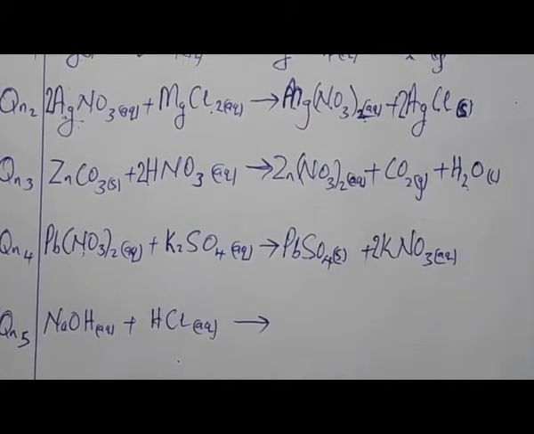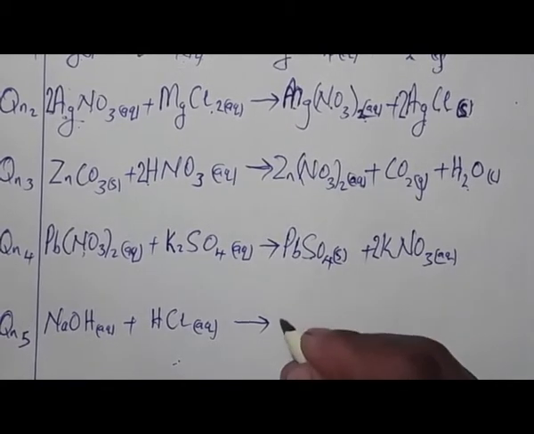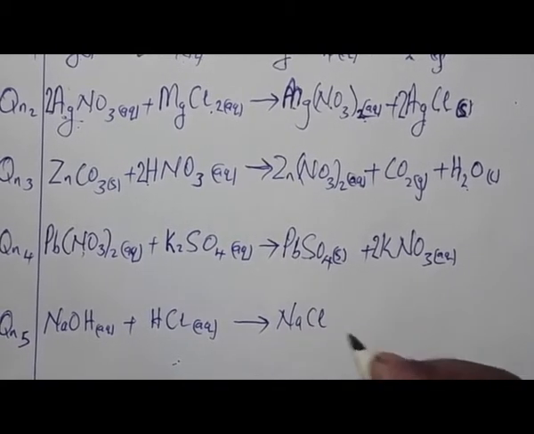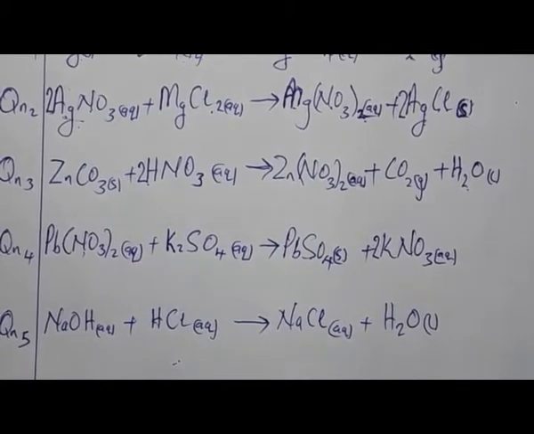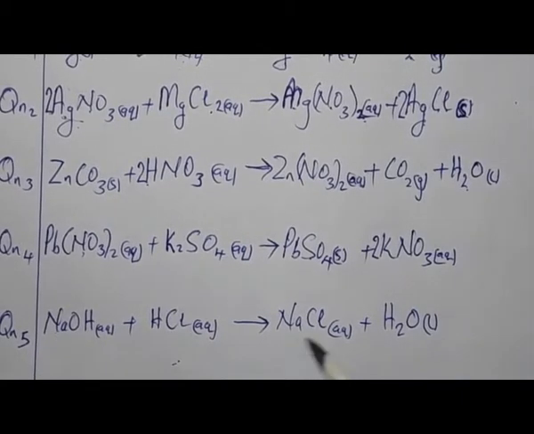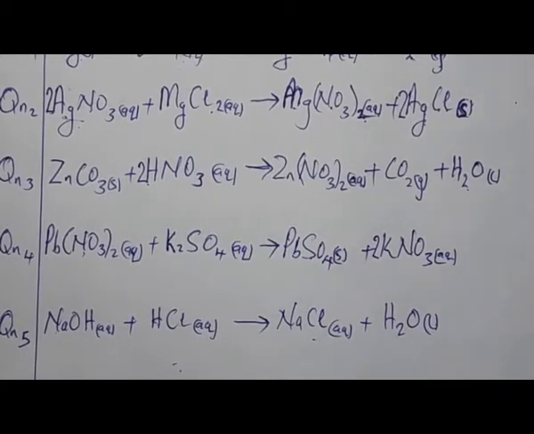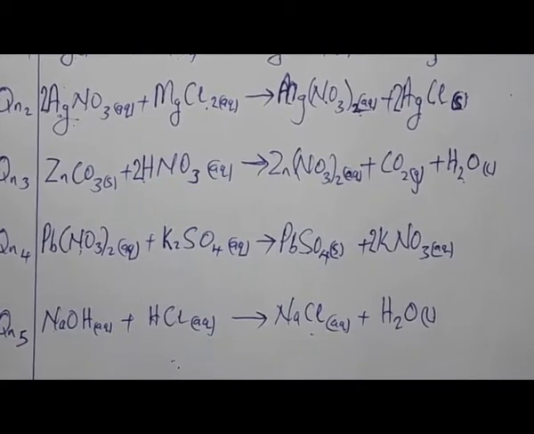Number 5, this one is a neutralization reaction, a base plus an acid, so salt and water. So therefore the salt will be sodium chloride, this is aqueous, plus water, this is liquid. Is it balanced? Yes. 1 sodium, 1 sodium. Oxygen is 1, 1. Hydrogen is 2, 1, 2. Chlorine 1, 1. So it's well balanced.